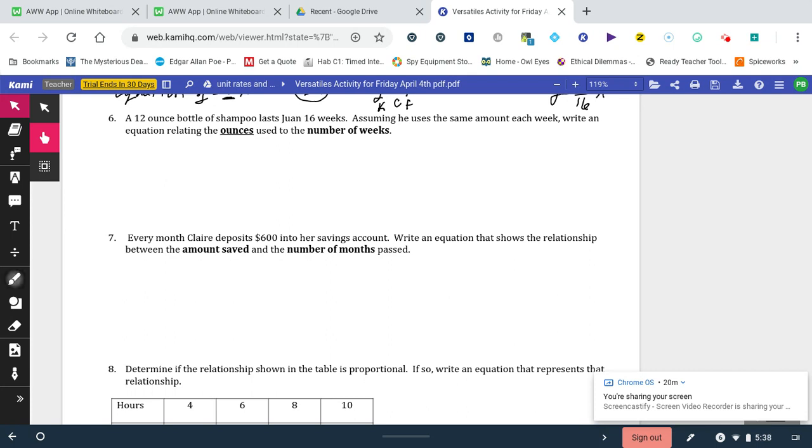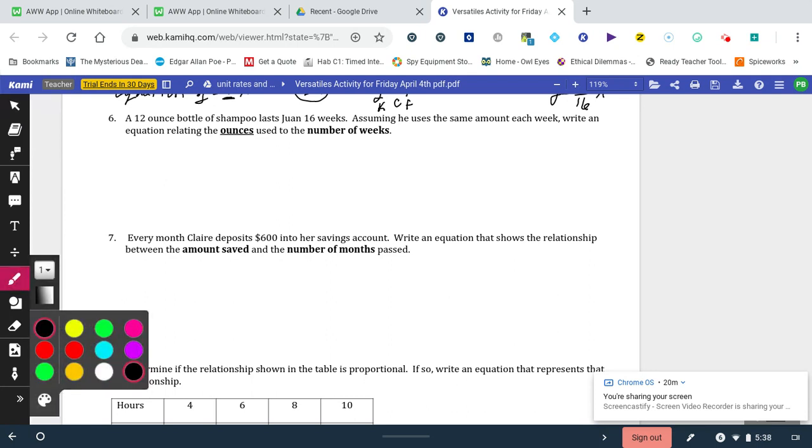So I'm going to go ahead and write my units down. My units are ounces and number of weeks. Well, number of weeks is a unit of time. So since it's a unit of time, it's automatically x. Therefore, ounces is y. So since we're assuming that this is proportional because he's using the same amount each week, we're going to go ahead and divide y by x.